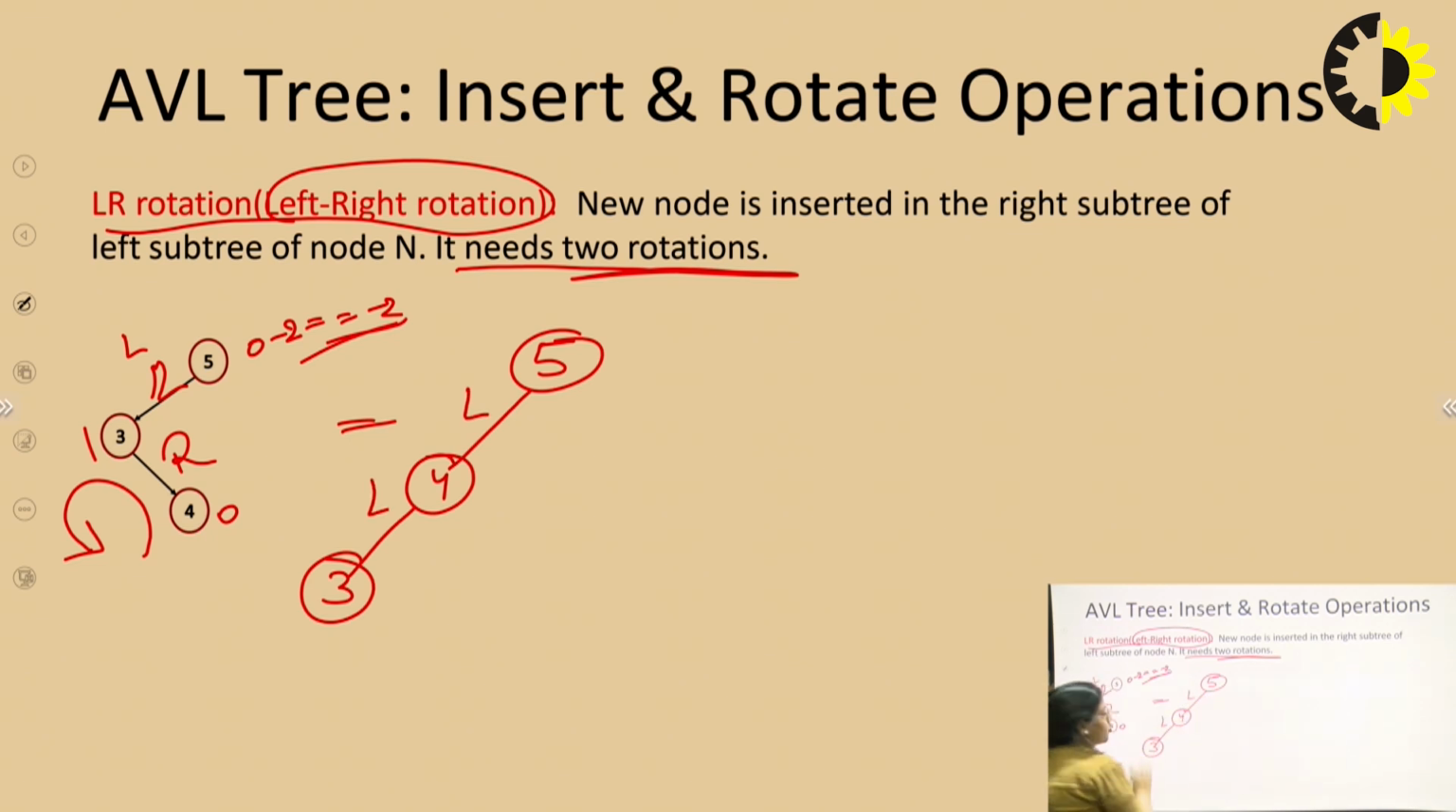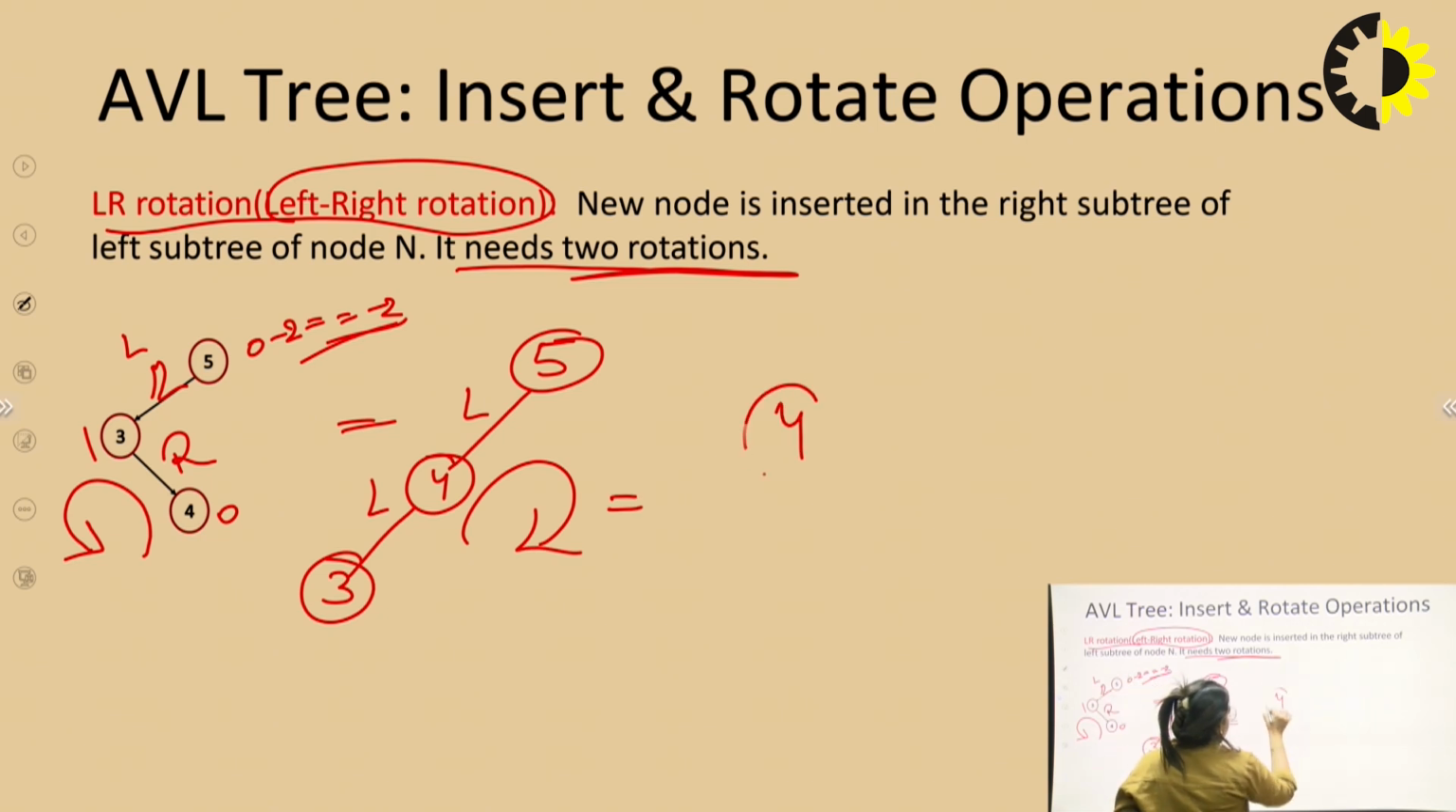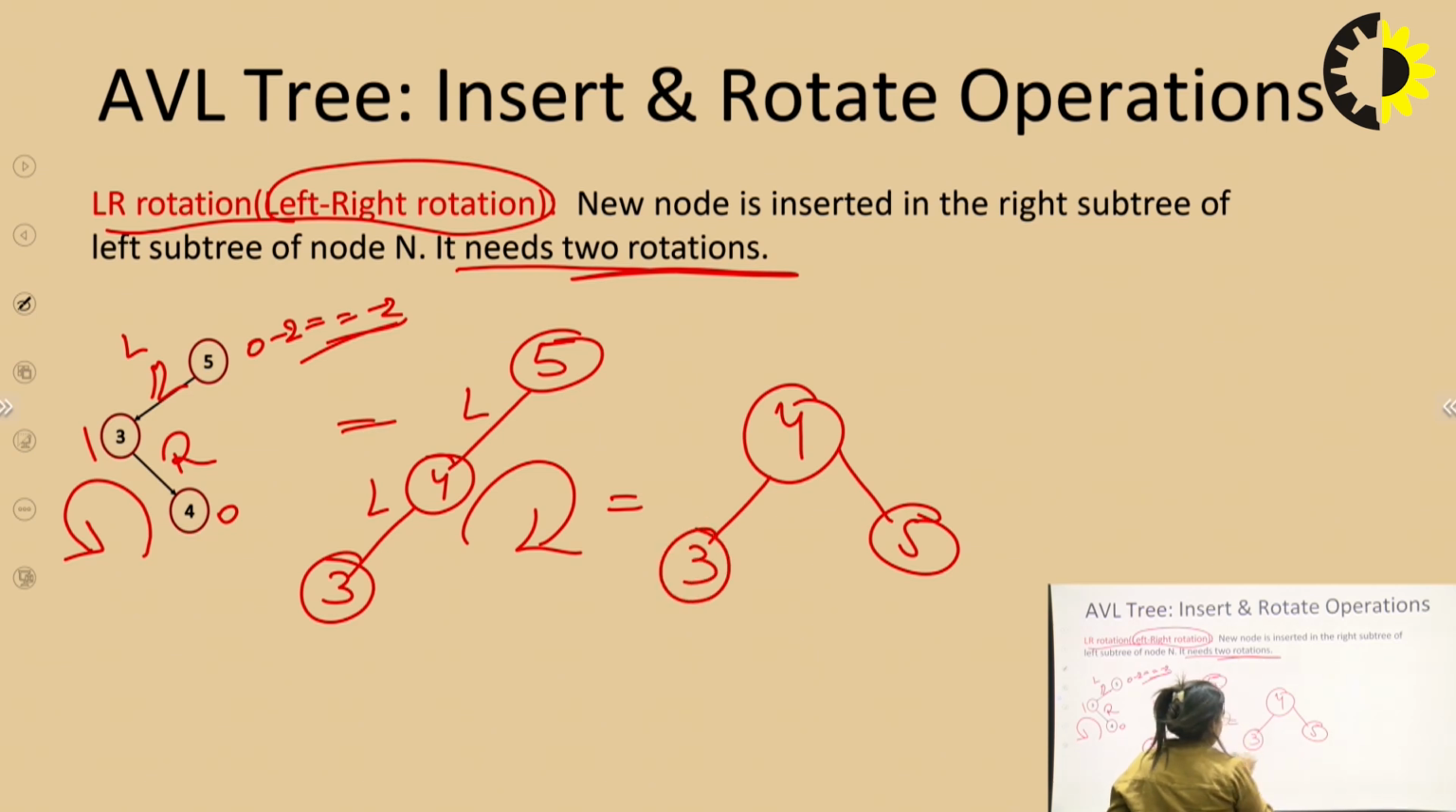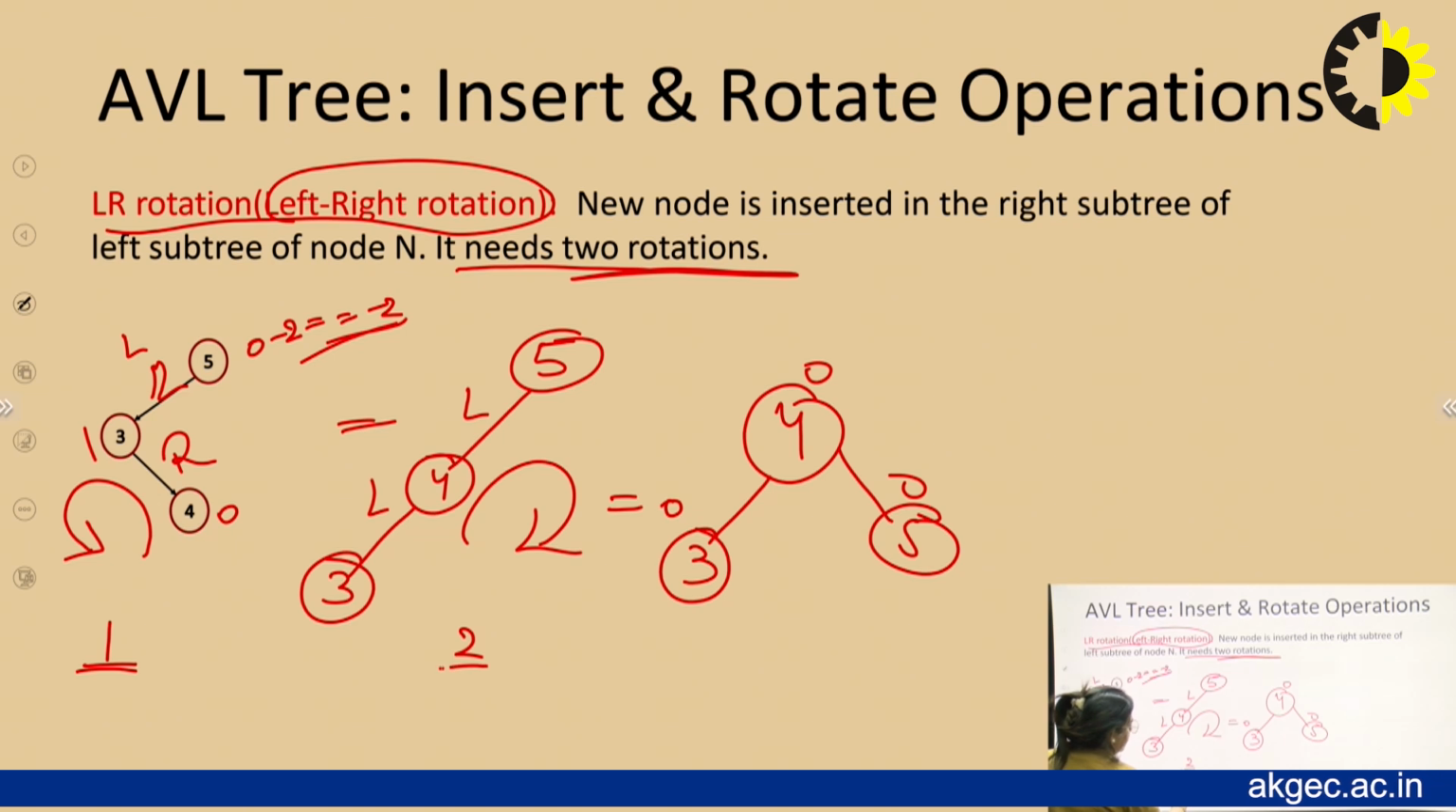Now L rotation. So this is again the same rotation, LL rotation, and when you use the LL rotation, you need to move clockwise. Okay. So one rotation is required here and the second rotation is required here. So in this case, we need 2 rotations. Now check the balance factor again, and the balance factor is 0, 0, 0. Now your BST is balanced.